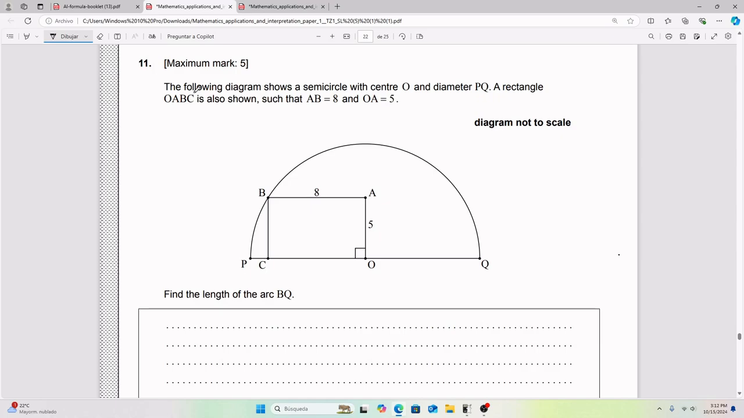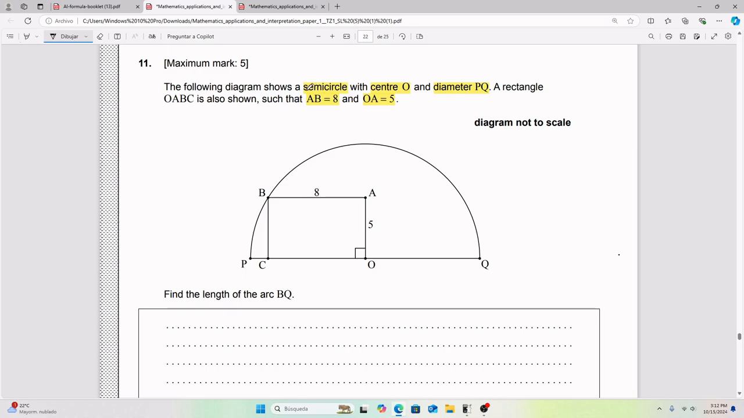The following diagram shows a semicircle. Okay, that's interesting. It's a semicircle with center O and diameter PQ. A rectangle OABC is also shown, such that AB is 8 and OA is 5. So let's first make sure that everything is written down. AB is indeed written down for 8 and OA is indeed written down for 5.